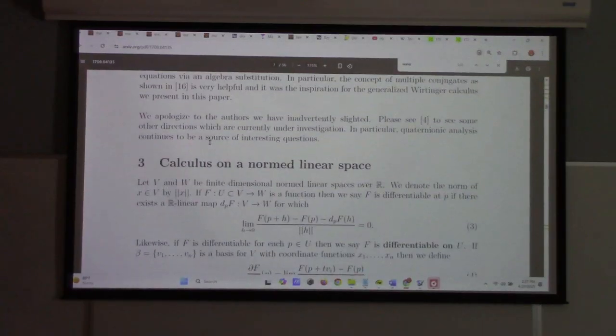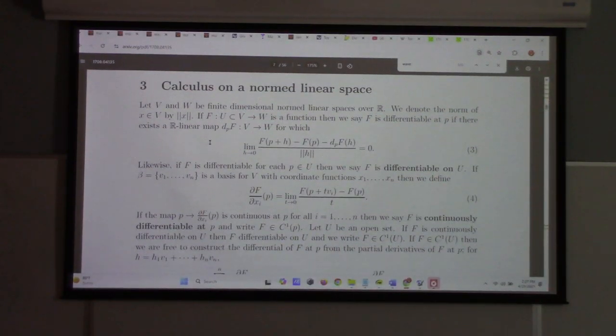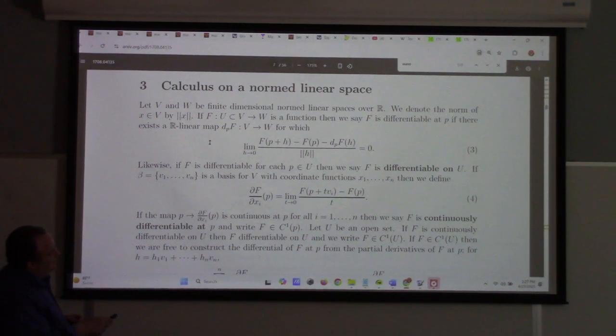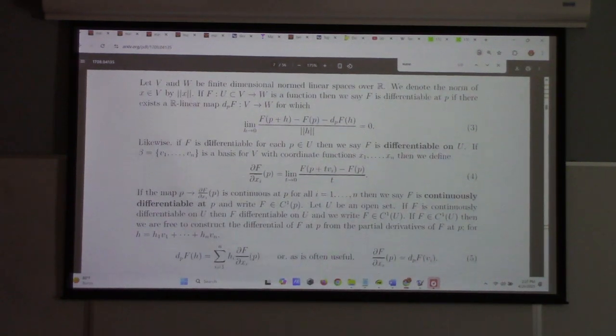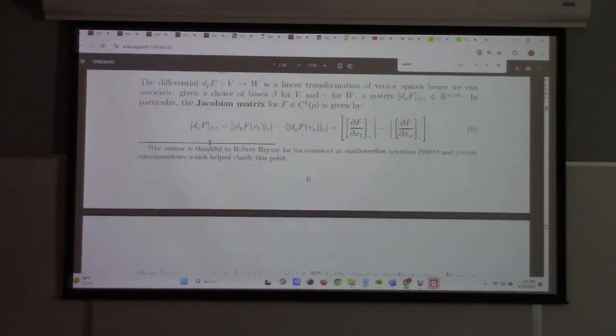But before I do that, I should tell you a little bit about what we mean by calculus on a normed linear space. Basically, the idea is the same as usual. Essentially, there's a derivative, which is this term, and the difference in the function at nearby points can be approximated by the derivative such that it's basically arbitrarily close. So it's the best linear approximation to the function. That's what the derivative is.